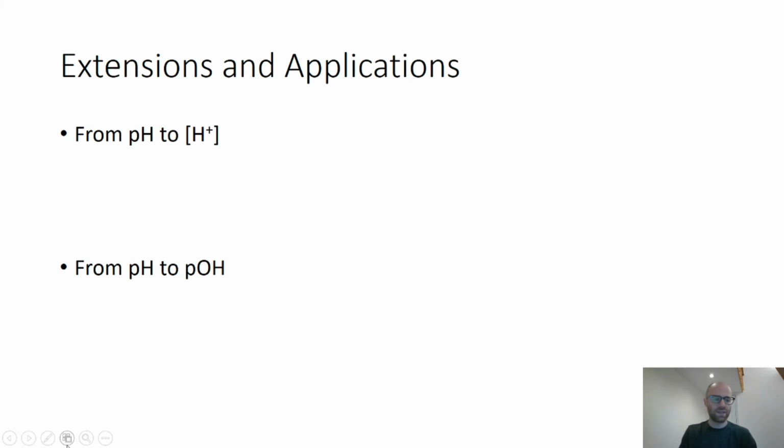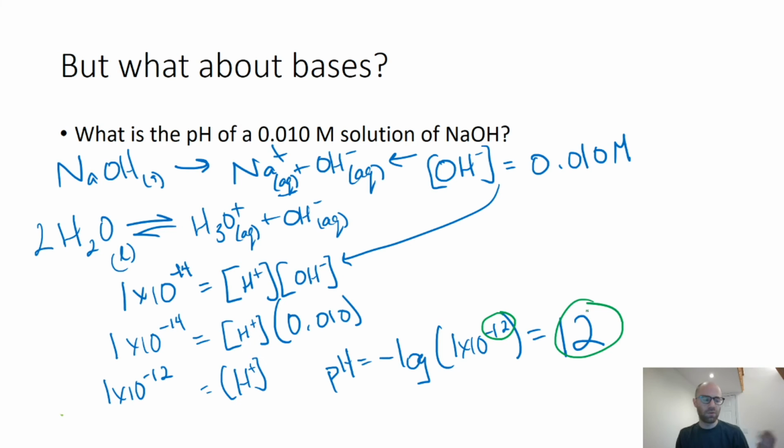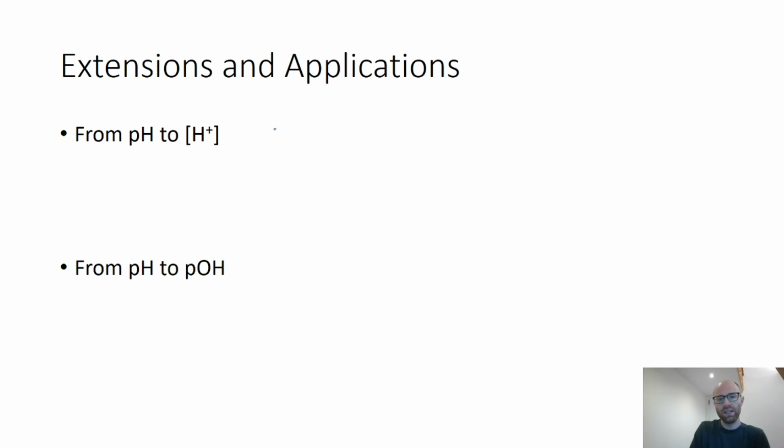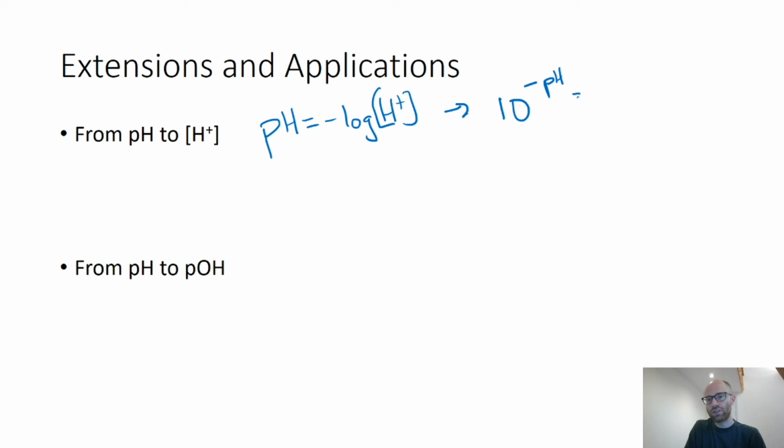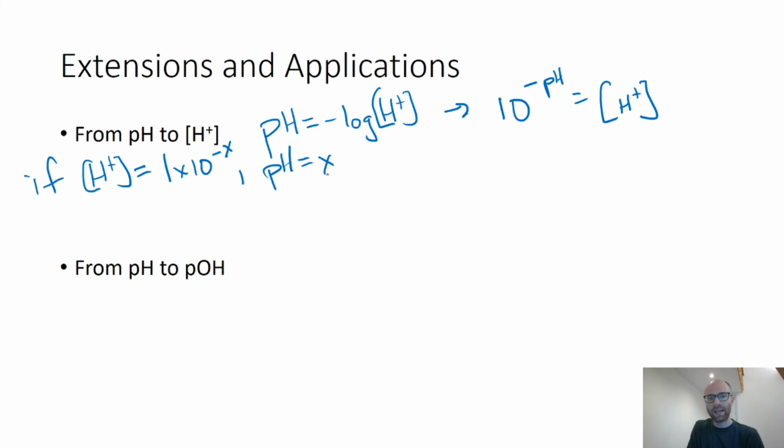I don't know if you noticed this on the previous slide, but there's a little pattern that I wanted to show. Some other people will refer to pH as the power of hydrogen or the potential of hydrogen. Since it's based on logarithms, logarithms are directly related to powers of 10. We see that pH is the negative log of the H plus concentration. You can rewrite that to be 10 to the negative pH equals H plus. If the concentration of H plus is equal to 1 times 10 to the negative x, pH equals x.